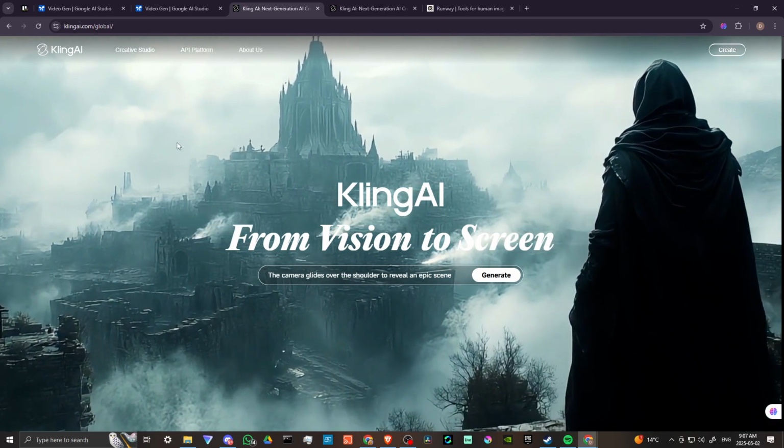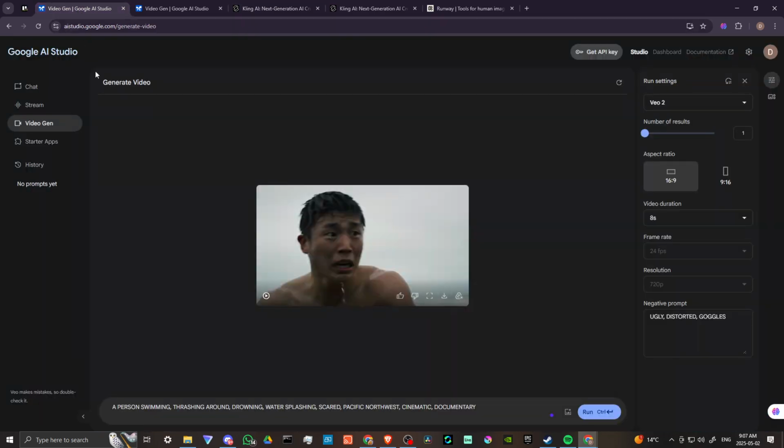Well, I went ahead and generated a prompt with both of them. I did an identical prompt, and we can take a look at the results together. So the prompt here is a person swimming, thrashing around, drowning, water splashing, scared, Pacific Northwest cinematic documentary, and I used the negative prompt, ugly, distorted, and I didn't want the character wearing goggles, so I put in goggles. So let's go ahead and take a look at Veo 2 first, and then we'll take a look at Kling to see what kind of results we got.